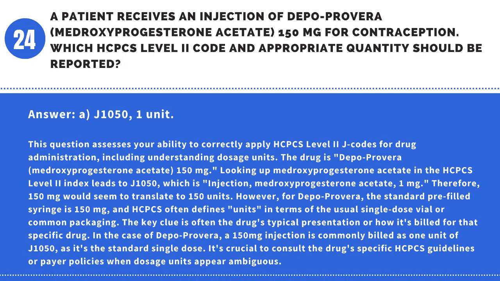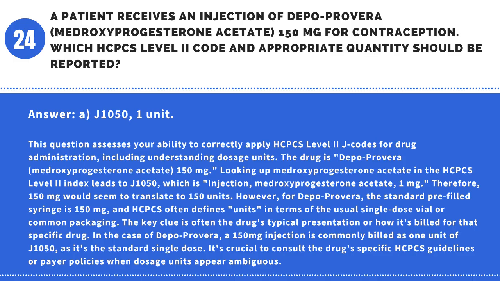This question assesses your ability to correctly apply HCPCS Level 2 J codes for drug administration, including understanding dosage units. The drug is Depo-Provera, medroxyprogesterone acetate, 150 mg. Looking up medroxyprogesterone acetate in the HCPCS Level 2 index leads to J1050, which is injection medroxyprogesterone acetate, 1 mg. Therefore, 150 mg would seem to translate to 150 units.